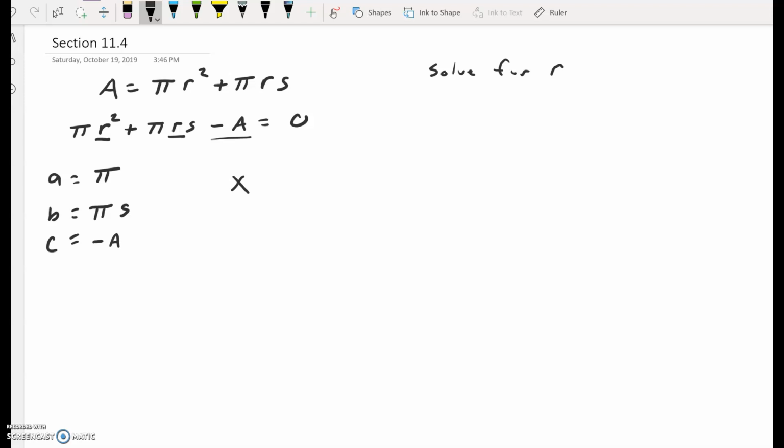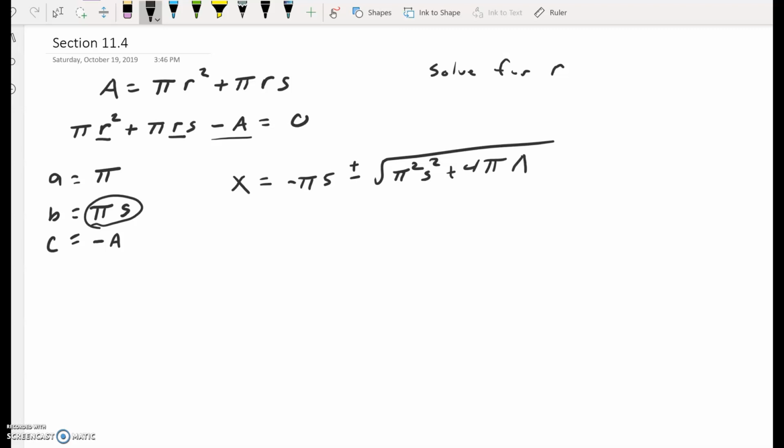So we have x equals the opposite of whatever b is, plus or minus the square root of b times itself, b squared. That'll be pi s times pi s, that's pi squared s squared, minus 4 times a times c. A times c is negative pi times a. The negatives will cancel, and I have pi times a, all divided by 2 times what a is, and that's 2 times pi. So this would be my answer. I should really say that these would be my answers.